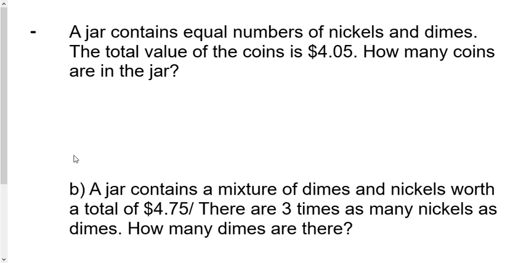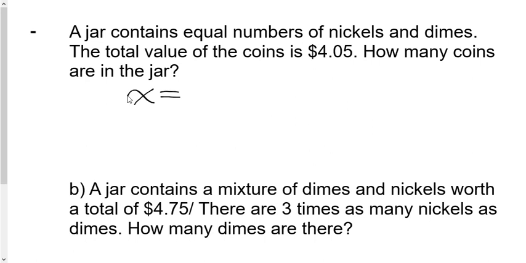And our final question in our 8-1 chapter practice test says a jar contains equal numbers of nickels and dimes. The total value of coins is $4.05. How many coins are in the jar? Now, it's very difficult to figure out what we want our variable to represent and what we have to create. But we're going to always start with an x and see if we can build upon that.